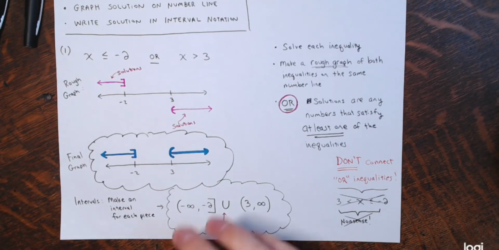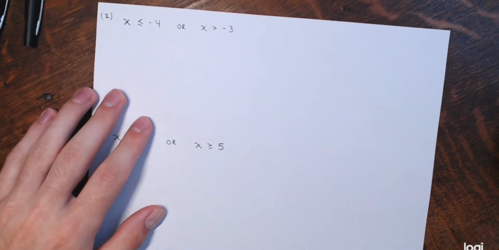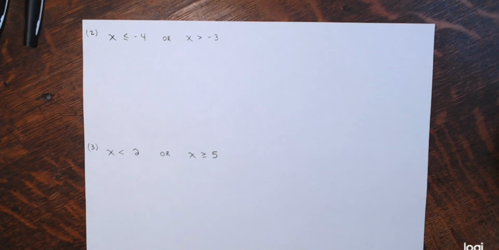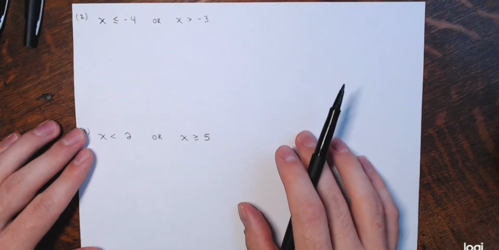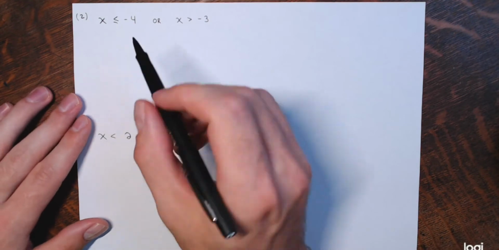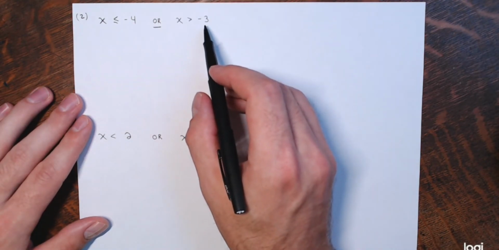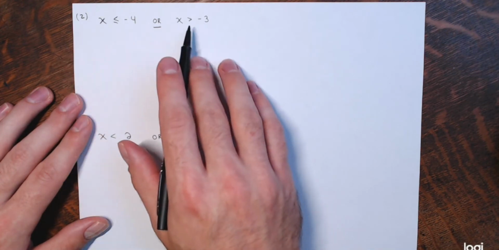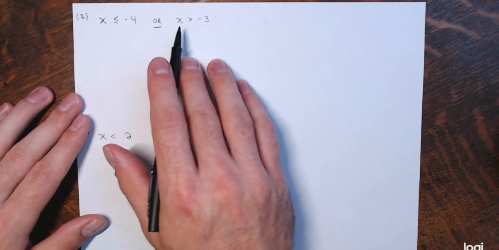All right. So let me get to the next example. Again, these first few examples I have are pretty easy to start because the inequalities are already solved. So you see here I've got x is less than or equal to -4, or x is greater than -3. And they're already solved, right? The variable is already alone on one side of each of these inequalities.